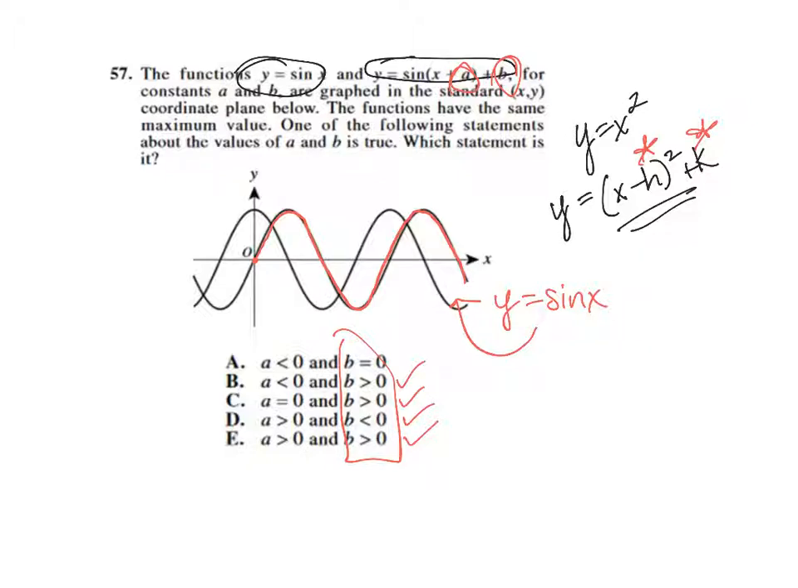B dictates up and down movement. When you look at the graphs here, you'll see that there hasn't been any transformation for up and down. That means that B is, in fact, 0, and the only choice would be A.